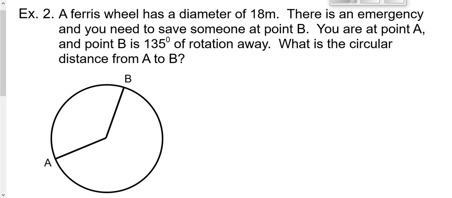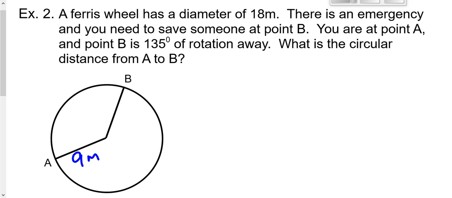Let's continue. It says a Ferris wheel has a diameter of 18 meters. This is called radius. This whole length is called diameter. So if the diameter is 18 meters, that means this length here, which is the same as this length, is, of course, 9 meters, which is half of that, which is also the radius. You might want to make a note.